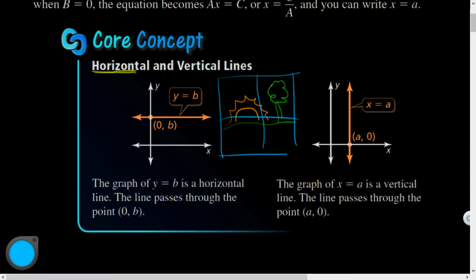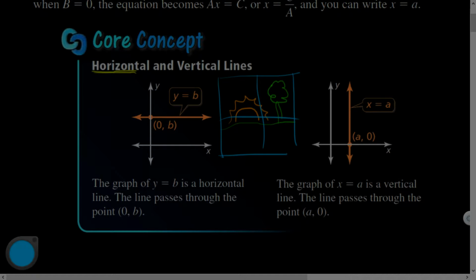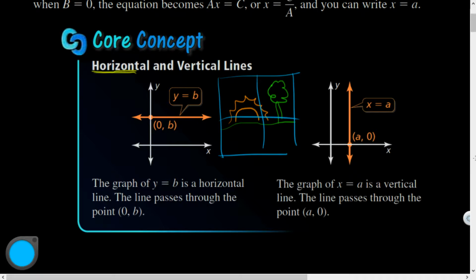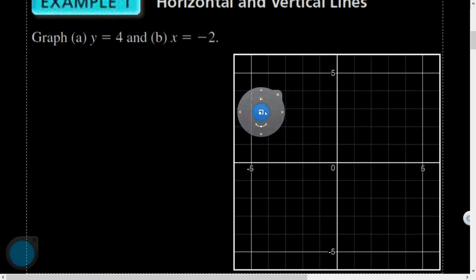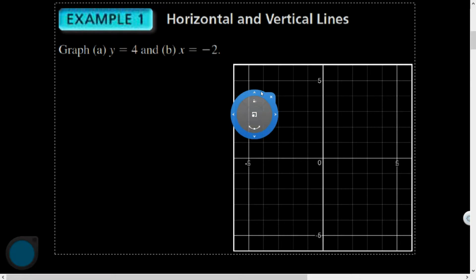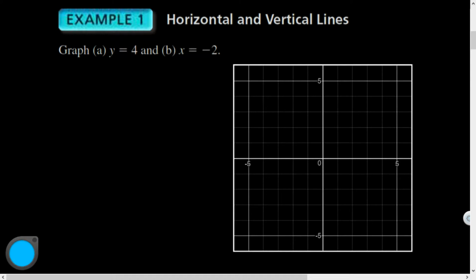So, let's take a look at example 1. I've got a graph grid pre-graphed for you, so you have this in your packet. Man, why is my scale all off today? I don't understand. All right, so it says horizontal and vertical lines. Graph y equals 4. I'm going to help you out here. y equals 4 is going to be horizontal.